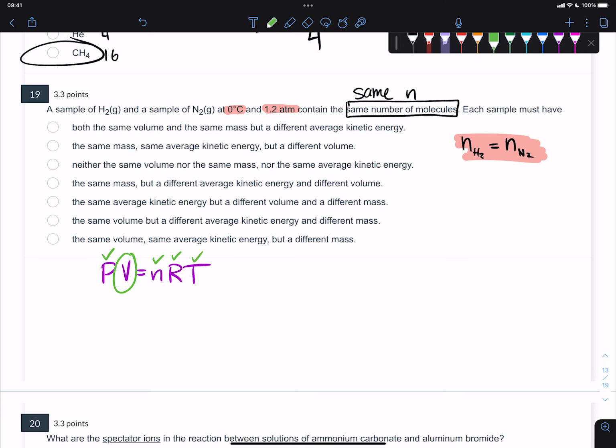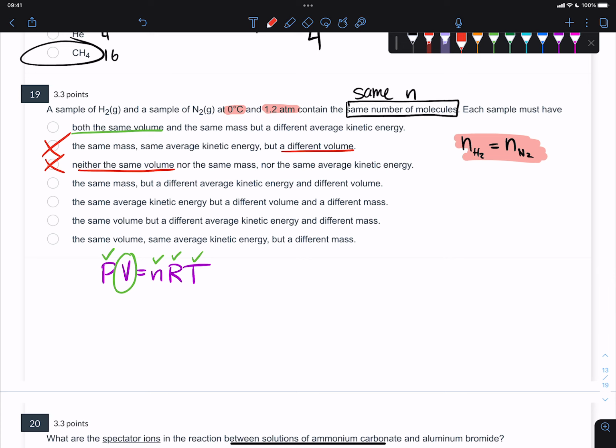So let's go through the answer options and see what makes sense. Both have the same volume. That makes sense. This one says different volume, so that option cannot work. Neither the same volume nor the same mass? That's a lie. They do have the same volume, per the fact that they have the same temperature, pressure, and number of moles, which means the same number of molecules.